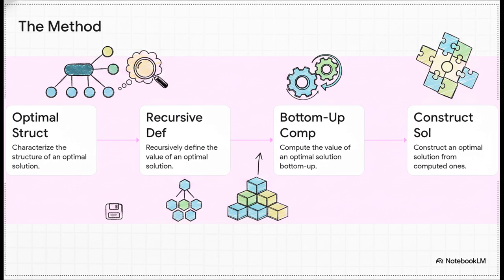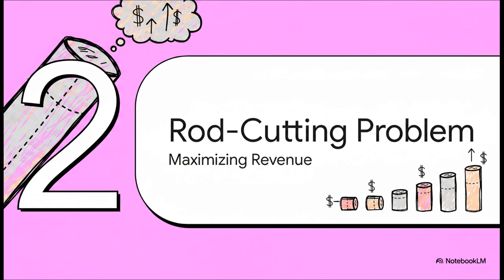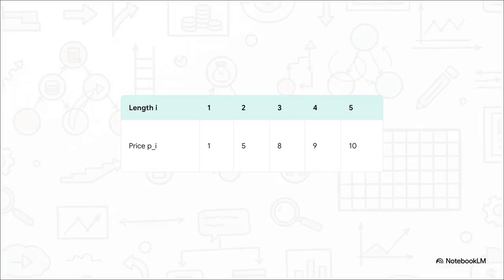That's our basic blueprint. Moving on to Part 2, the rod cutting problem, where it's all about maximizing revenue. Let's see how our blueprint builds into a tangible scenario. Picture this. You've got a steel rod of length n inches and a master price list. A length of 1 inch sells for $1. A length of 2 inches sells for $5. A 3-inch piece is $8, and so on, all the way up to a 10-inch rod which sells for $30.